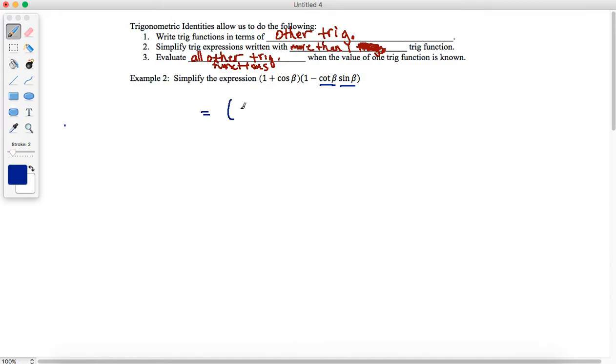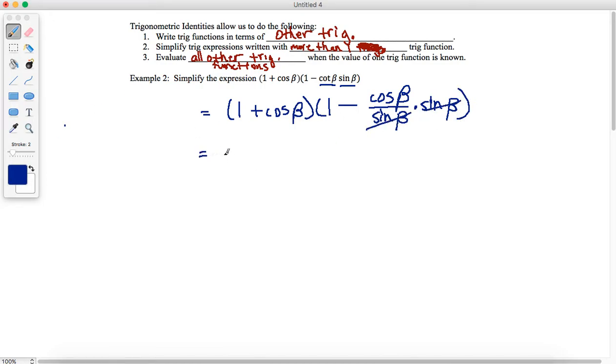We know from our quotient identity that cotangent beta is the exact same thing as cosine beta over sine of beta. And I still have that other sine there, so what this allows us to do is cancel the sine of betas. So this second expression is nothing more than 1 minus cosine beta. And now that looks a lot nicer. It got simpler by rewriting that cotangent as a cosine over sine. Now we want to simplify it further. Notice that we have a difference of squares.